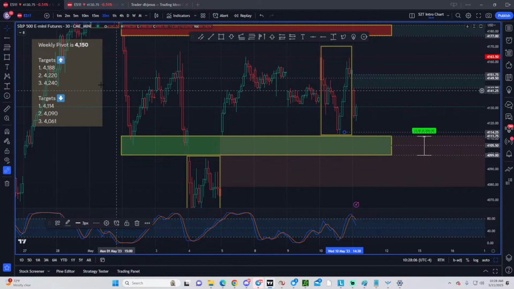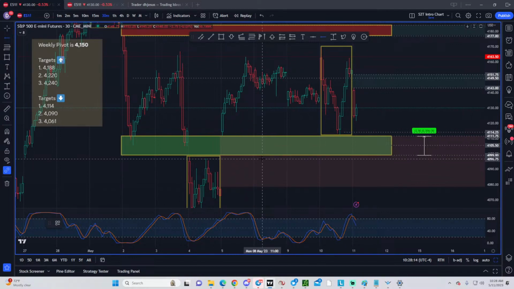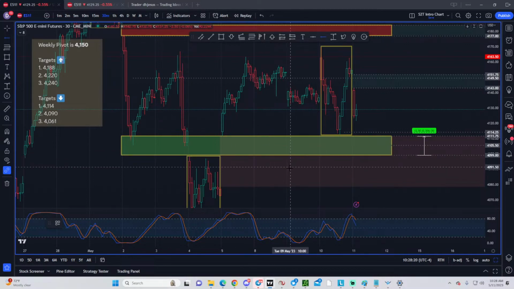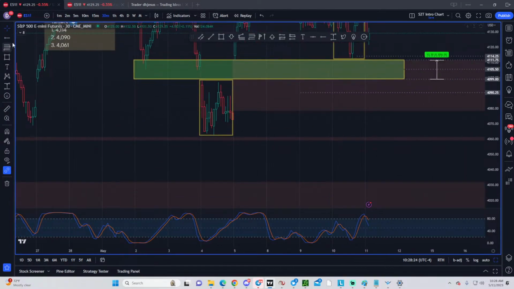I also gave you 40.90. What 40.90 does is it takes you inside this gap here, which we already talked about, that this is not a true gap based on profile. But 90 will fill this gap, and then I gave you 61, and 61 will fill this, which is a true gap.